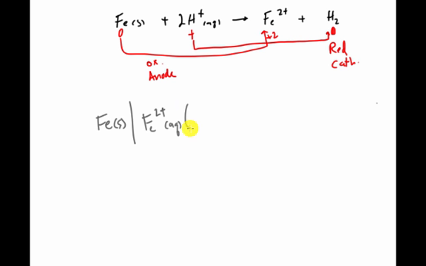Now if I knew what the concentration was, let's say it were 1 molar, I would put that in parentheses. I wouldn't worry too much about that. That's going a little above and beyond. Double line, because that's my anode.